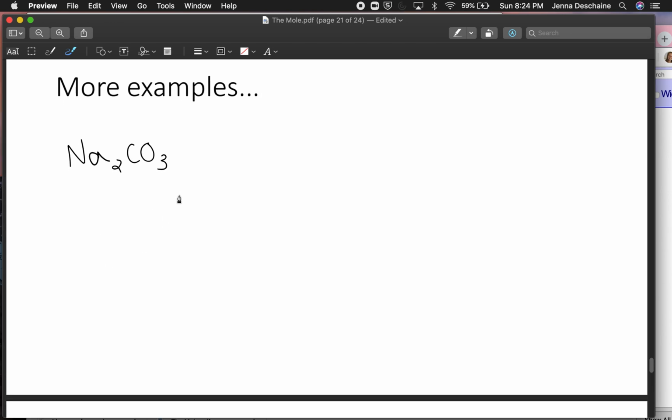Okay? So I have 3 elements in this compound, all right? This is sodium carbonate. Okay, so I have sodium, carbon, and oxygen. So I'm just going to list down whatever elements that I have. Sodium, carbon, oxygen, right? And I'm going to count how many atoms I have of each.